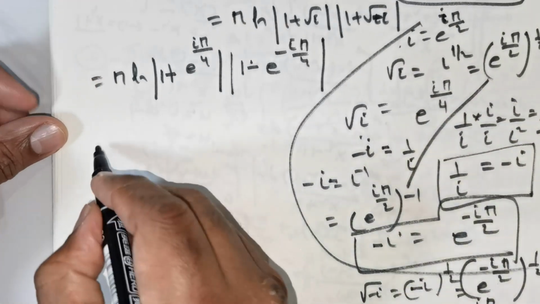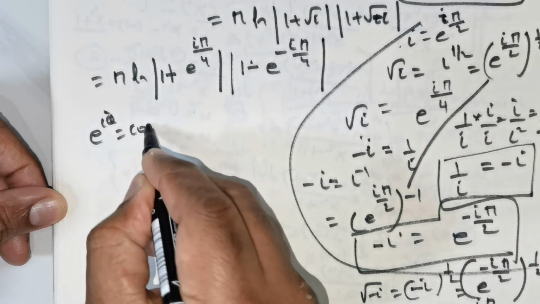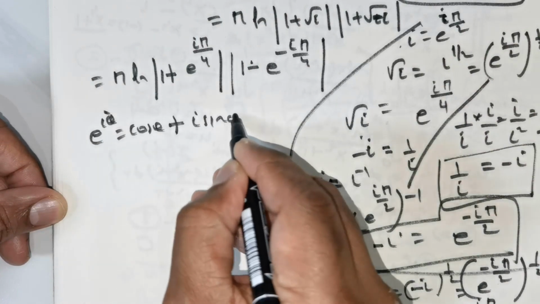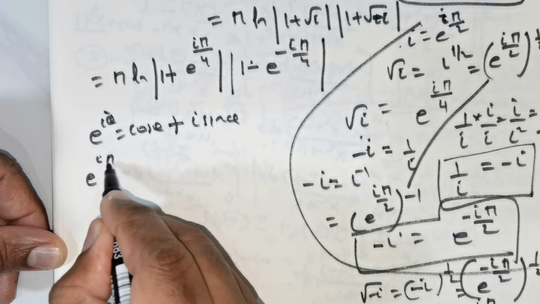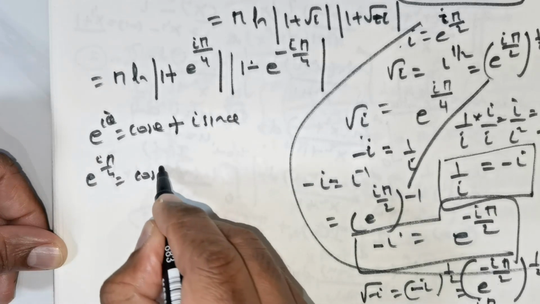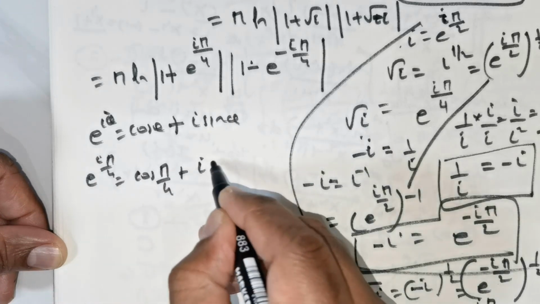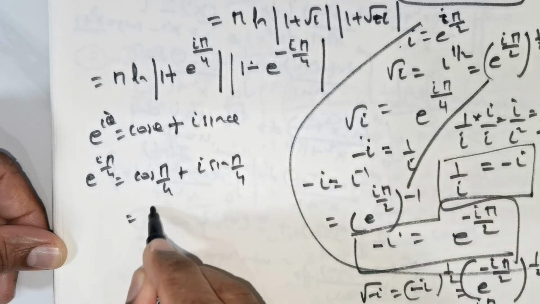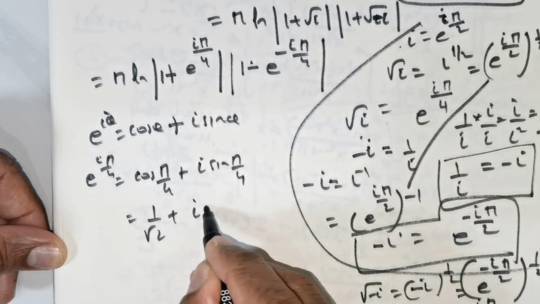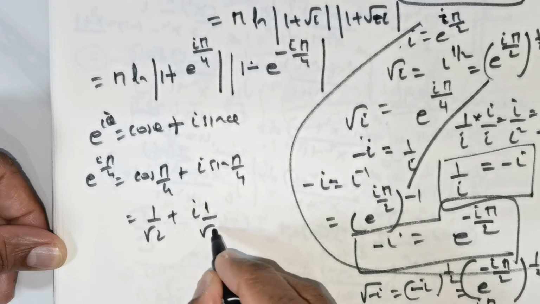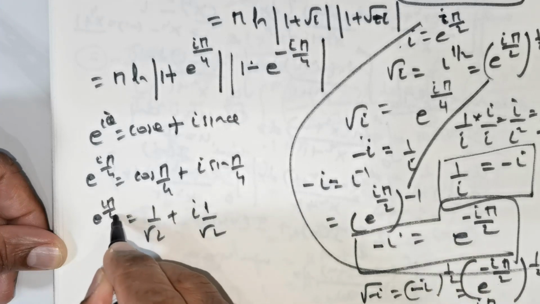Now Euler has given us a formula: e raised to the power iθ is equal to cos θ + i times sin θ. So e raised to the power of iπ over 4 is nothing but cos π/4 + i times sin π/4. Cos π/4 is 1 over root 2, and this is i times 1 over root 2. This is for iπ/4.